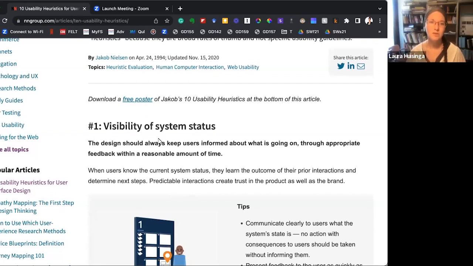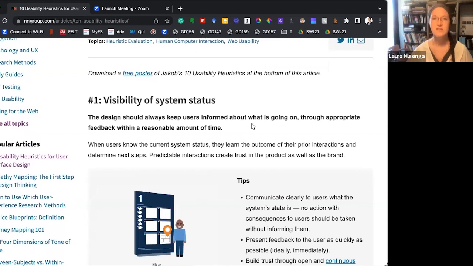Number one, the visibility of system status. The design should always keep users informed about what is going on through appropriate feedback within a reasonable amount of time. All right, so when a user knows their current system status, they learn the outcome of their prior interactions and it helps them determine their next step. Predictable interactions create trust in the product as well as the brand.